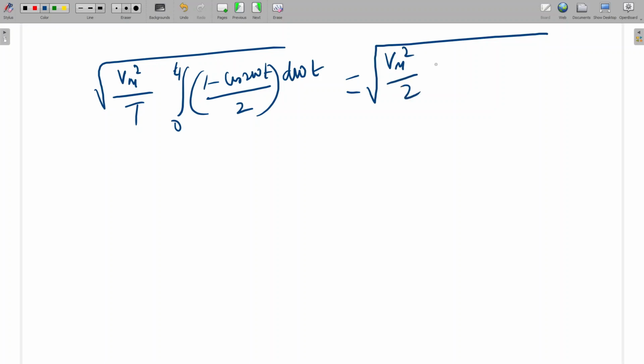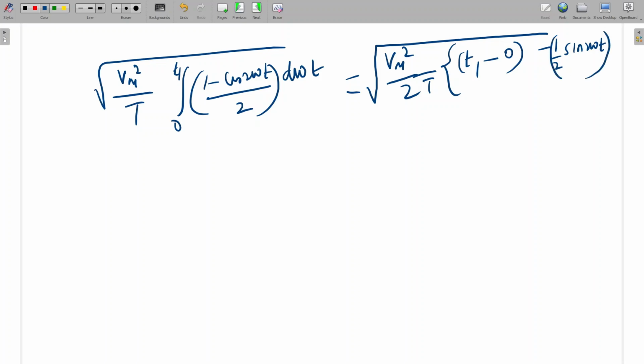Here it will be Vm square by 2. So 1 by 2, what will be the integration? It will be 2, I am taking outside, so it will be 2t. And here 1 is there, so the integration will be omega t only. So it will be t1 minus 0. This will be t1 minus 0. And this will be minus cos 2 omega t, so it will be minus 1 by 2 sine 2 omega t.